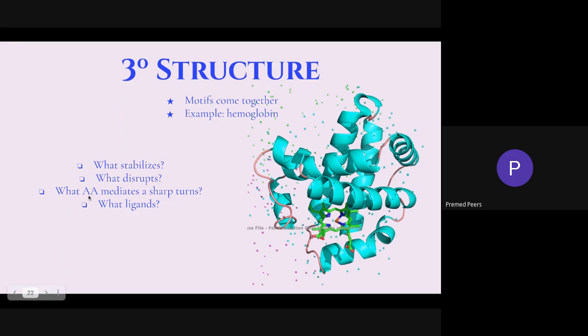And secondly, what would disrupt all these interactions, allowing this structure to unfold? What kind of amino acid is making the sharp turns, which I talked about in the secondary structure? What kind of ligand are they interacting with? What kind of interaction do those side chains need to participate in that interaction with the ligand? And a ligand is usually just something that is binding to the protein itself. In this case, it will be the heme group.